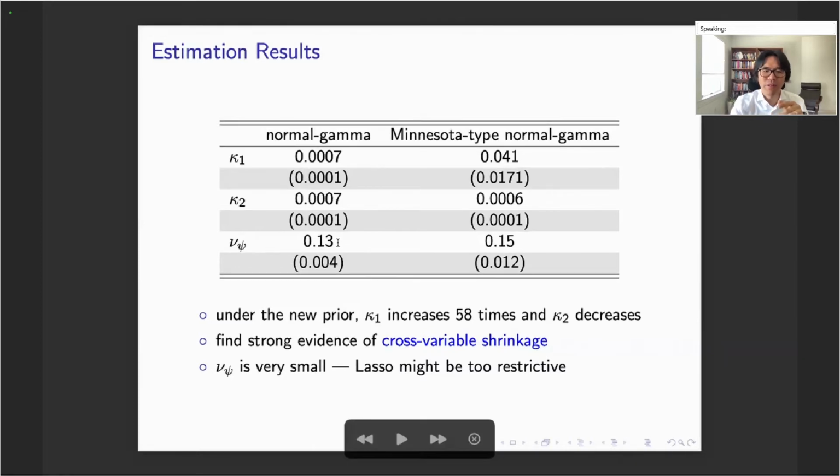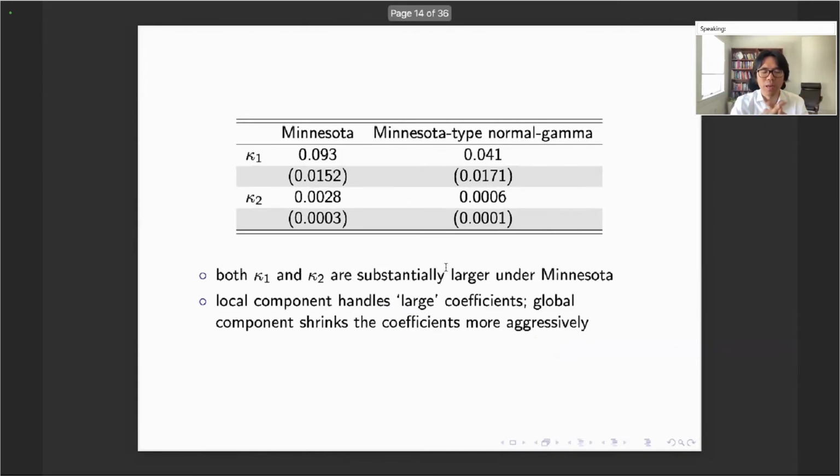I also want to mention that this is a normal-gamma prior that includes the lasso as a special case. When nu is equal to 1, you get the Bayesian lasso, and the estimates are actually very small, suggesting that the lasso might be a bit restrictive. So you want slightly thicker tails than the double exponential corresponding to the lasso.